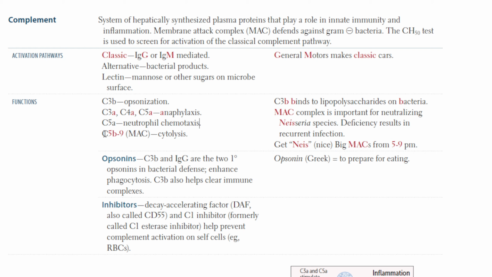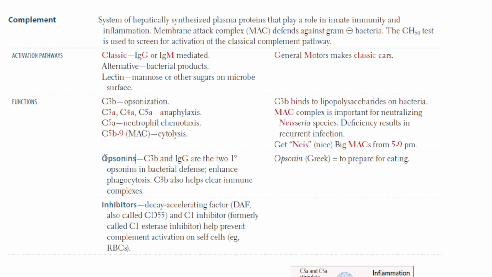And C5b-9, the membrane attack complex, is for cytolysis. Okay, this is a good practice, so don't look at the book. Close your eyes and look in your mind and try to answer the questions that we just learned. It's like you put your brain to work on whatever you just learned.